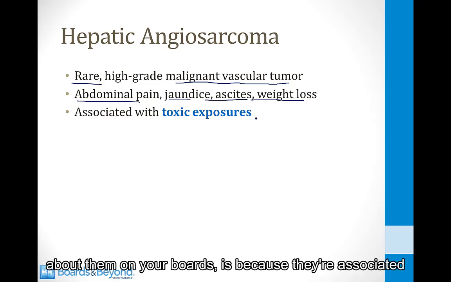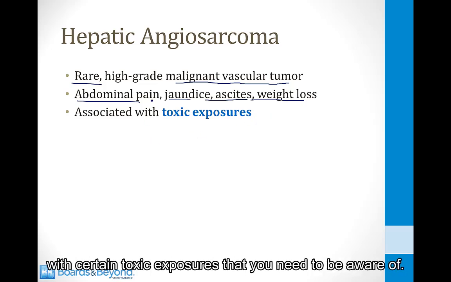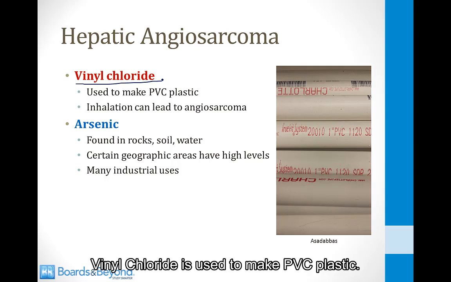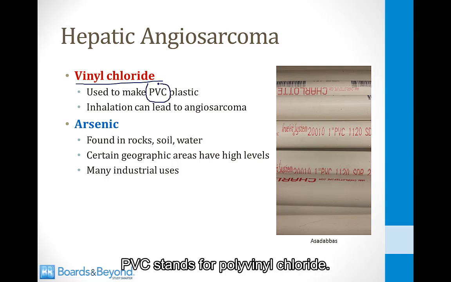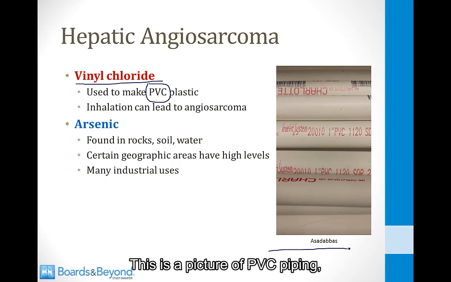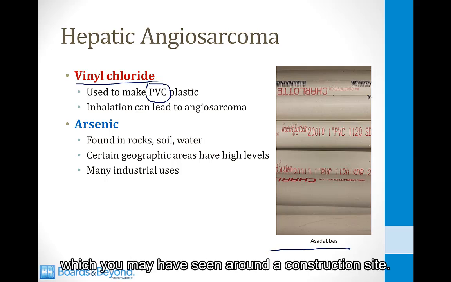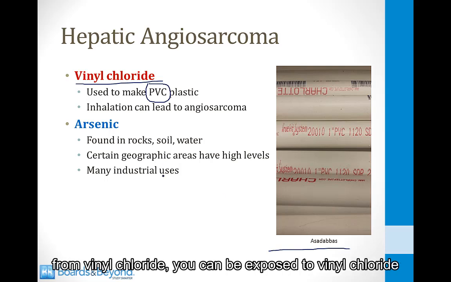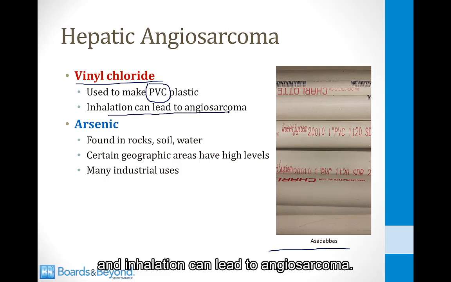The reason they're going to ask you about them on your boards is because they're associated with certain toxic exposures that you need to be aware of. Vinyl chloride exposure can lead to angiosarcoma. Vinyl chloride is used to make PVC plastic. PVC stands for polyvinyl chloride. It's a very common type of plastic. This is a picture of PVC piping, which you may have seen around a construction site. And if you work in areas where PVC pipe is synthesized from vinyl chloride, you can be exposed to vinyl chloride, and inhalation can lead to angiosarcoma.